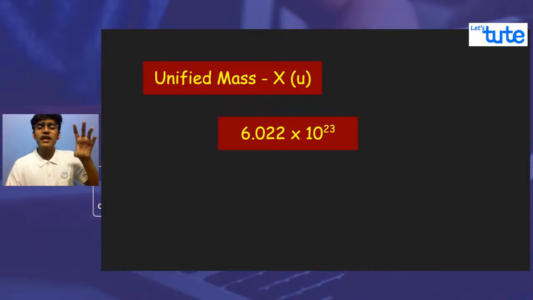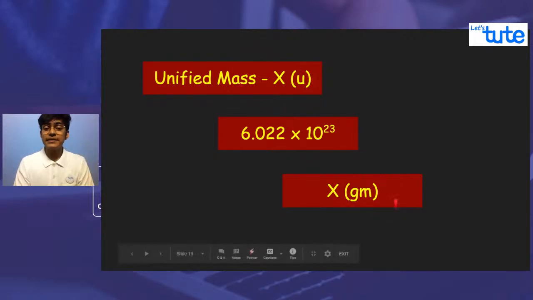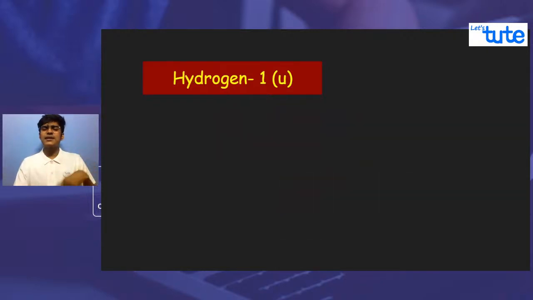What will be the weight of that particular mole? It will be nothing but atomic mass in grams. So I had x unified mass of that particular element, but now here I have x grams of that particular element. To understand this more properly, let us take some example.